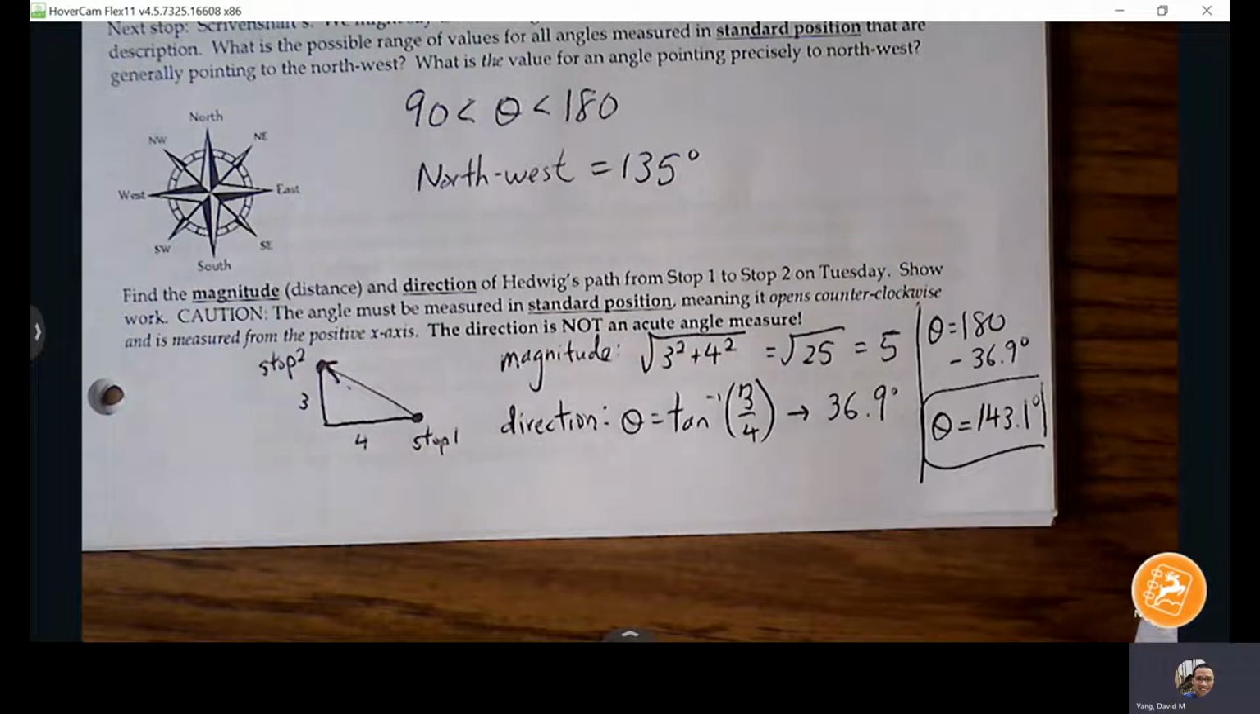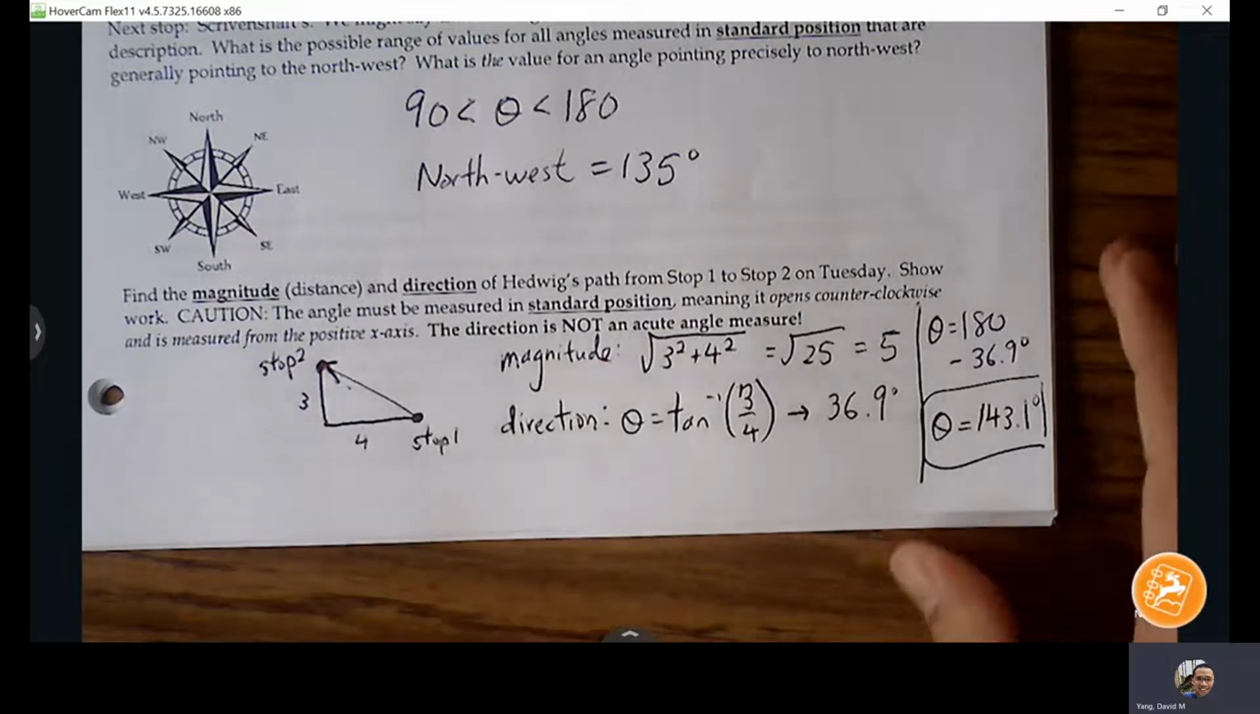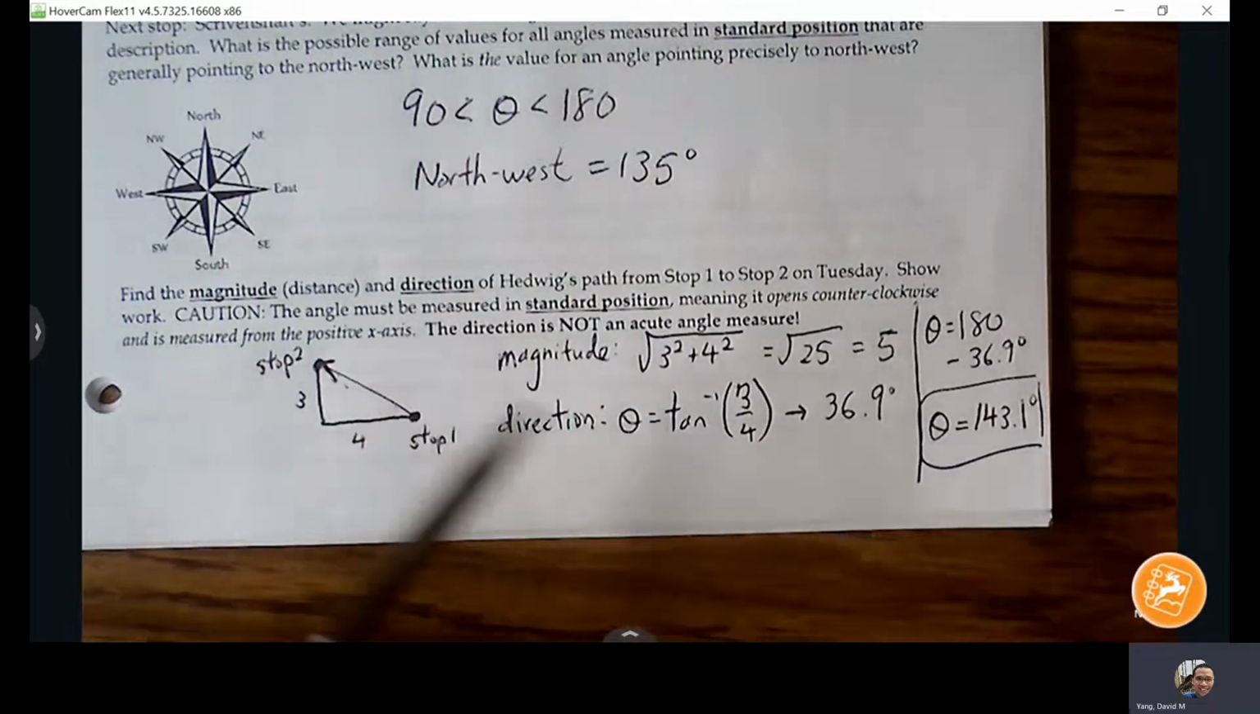Yes. I still don't quite understand why you need to subtract 180 from. Let's see, say it again.